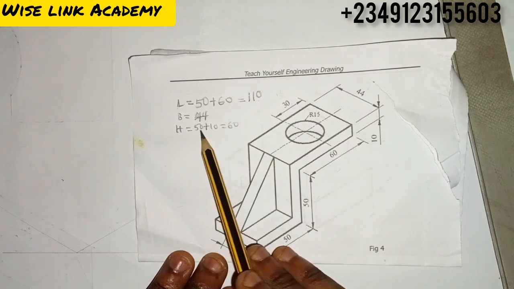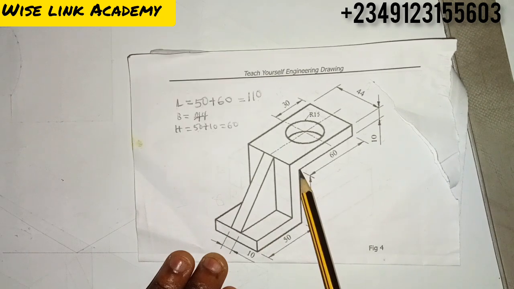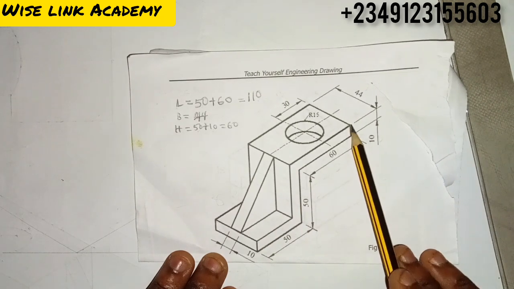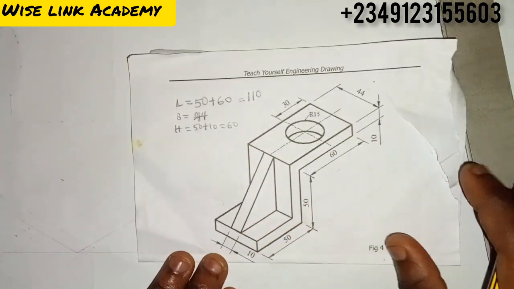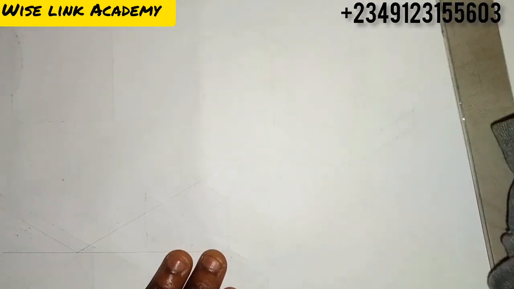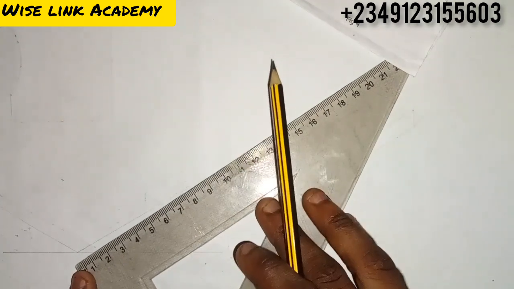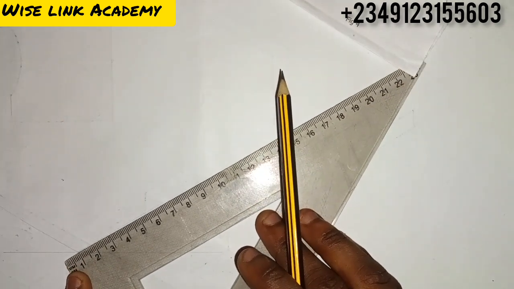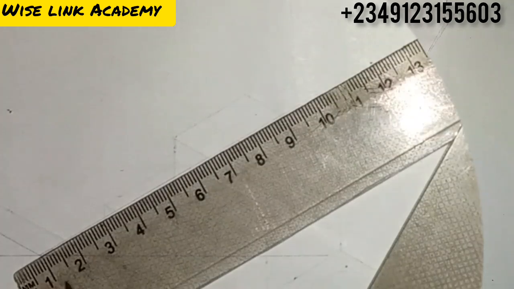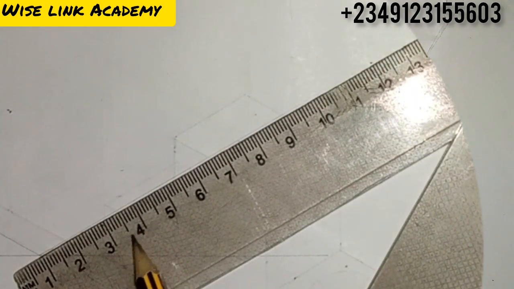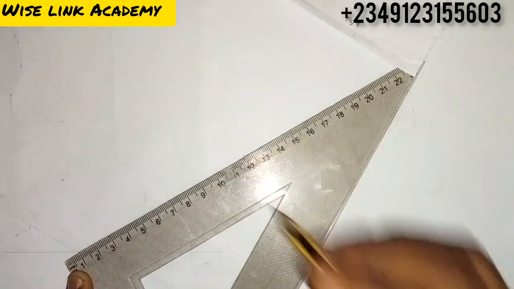And our height is what? 50 plus 10. Now I get that 50 plus 10. This 50 is here. This is the height, isn't it? 50 plus 10, height of 10. We're having 60. So now let's insert these values into what we're having here. The length is given to be 110. So from here to here, 11. This is my point 11 because here is point 0, 1, 2, 3, 4, 5, 6, 7, 8, 9, 10, 11. My point 11, as you can see.